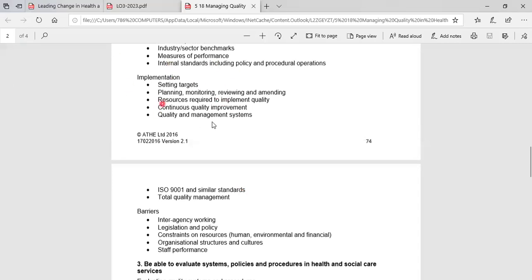Implementation. So when you're setting targets, planning, monitoring, and reviewing, amending, this can be done. Plan, do, check and act, or plan, do, see and act can also be used. So a cycle can be used. Resources required to implement quality. What resources do you use while you're wanting to implement?